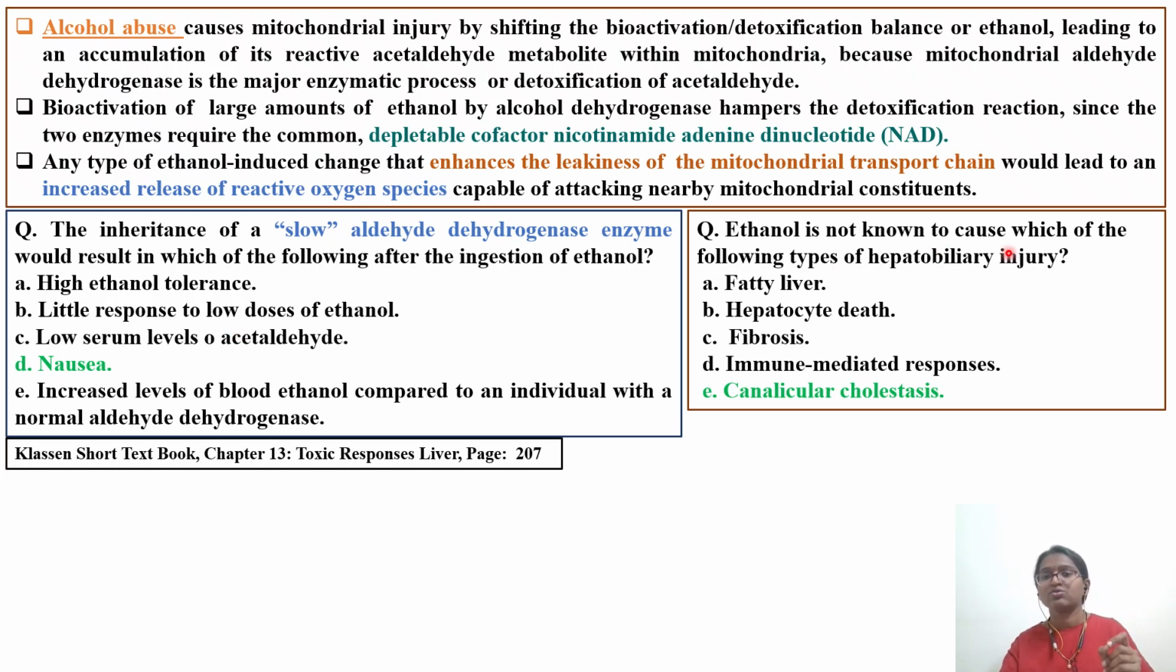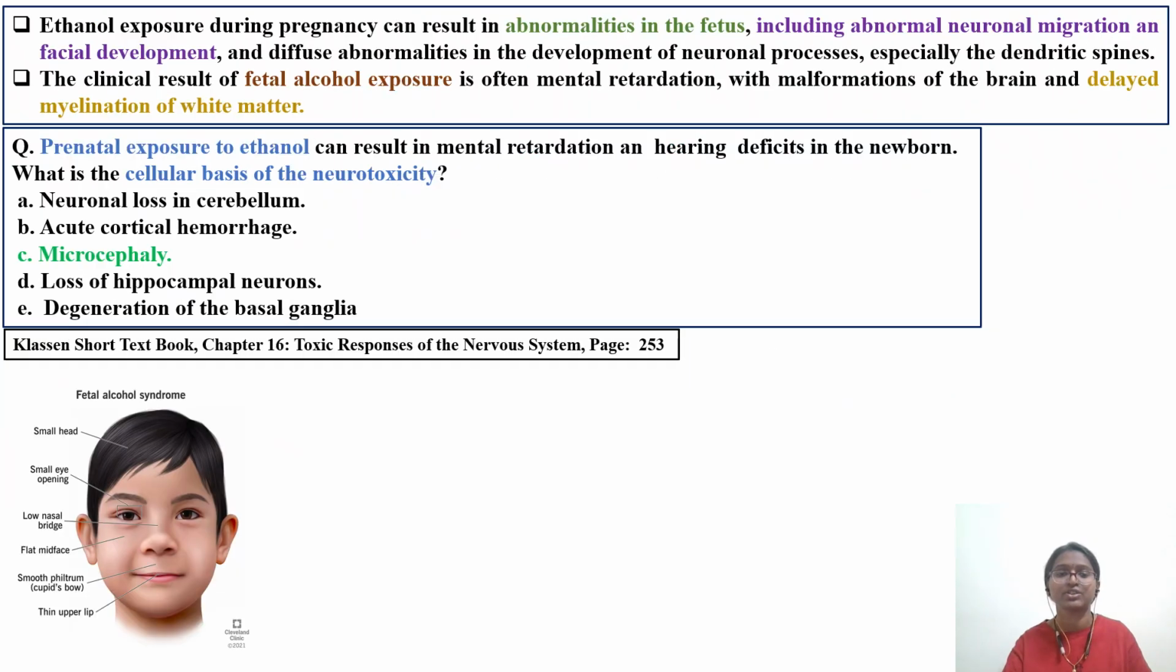Ethanol is not known to cause which of the following types of hepatobiliary injury? If you remember the table, you will get the answer: canalicular cholestasis, fatty liver, hepatocyte death, fibrosis, immune-mediated response. The previous table, if you remember, lets you answer this particular question.